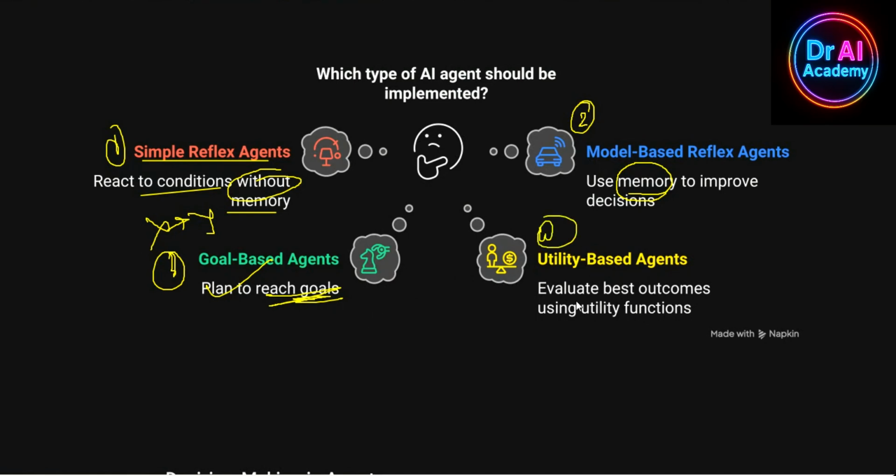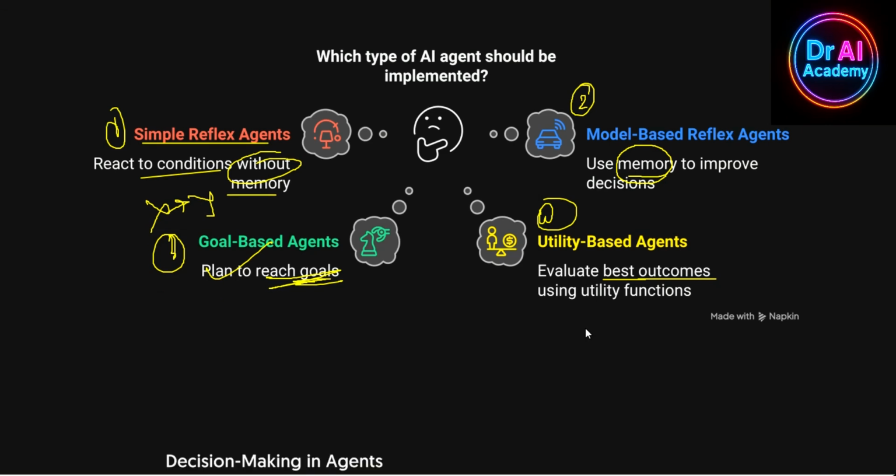4. Utility-based agents. These are the most advanced type. They don't just chase goals. They evaluate how good or bad a result is using something called a utility function. For example, if an agent is planning a road trip, it might prefer a longer route with better road quality and fewer tolls, maximizing comfort, not just speed.